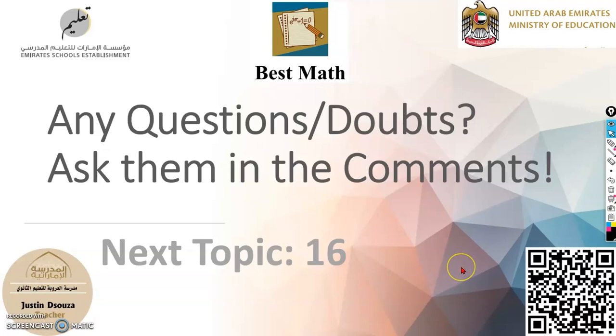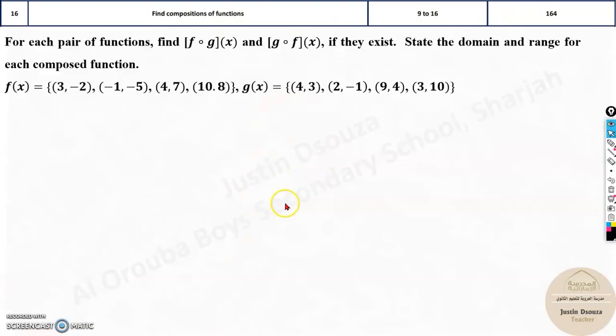Topic number 16 is on composition of functions. Let us look into it. Imagine you have got numbers like this. Not numbers, sorry, coordinates for function f of x and g of x. And they have asked you to find f of g of x and g of f of x.